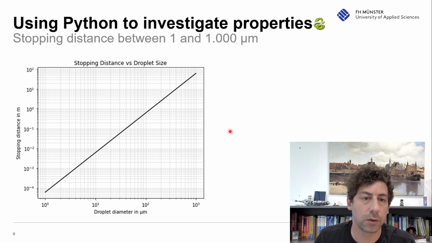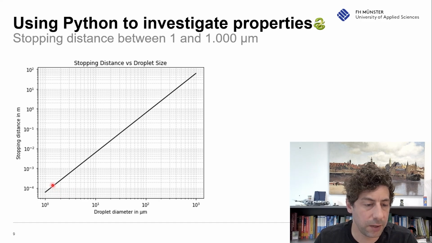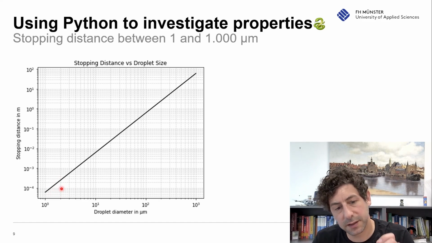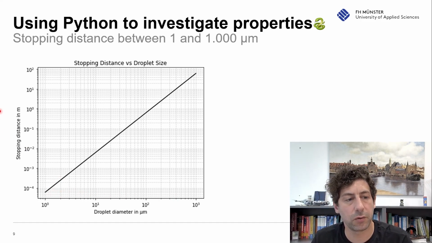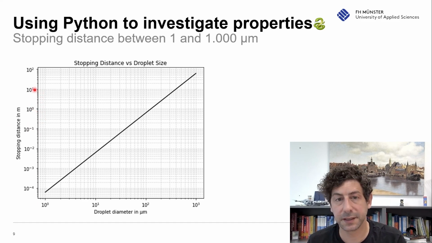So if we take a look now at the distance, so we have the stopping distance over diameter, and then we will see the same picture, right? For small droplets, the distance is extremely short, but for larger droplets, the distance goes to 1 meter, even to 10 meter, as we saw in our example.